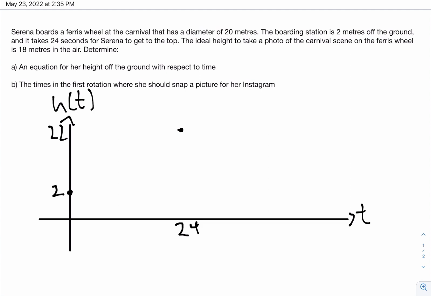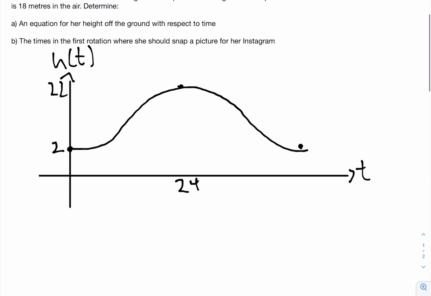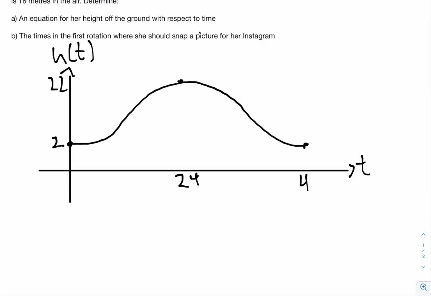So at 24 seconds, her height's going to be 22 meters off the ground. And then she's going to come back down to the boarding station after 1 period. And remember, a period is double this half period, because to get to the top, it takes 24 seconds. So to get back down, it must take twice as long. So this is going to be 48 seconds.